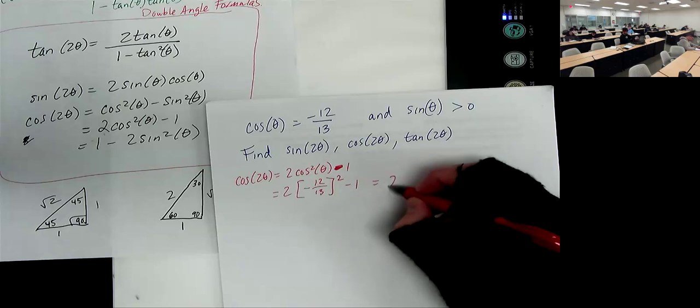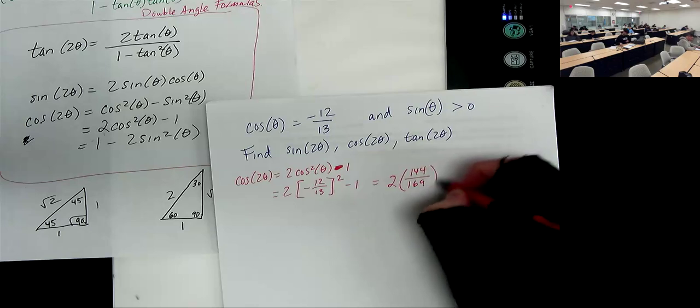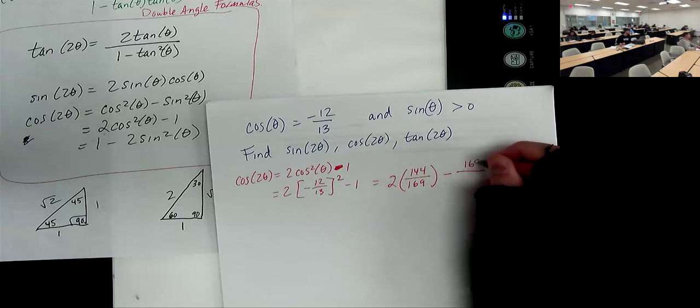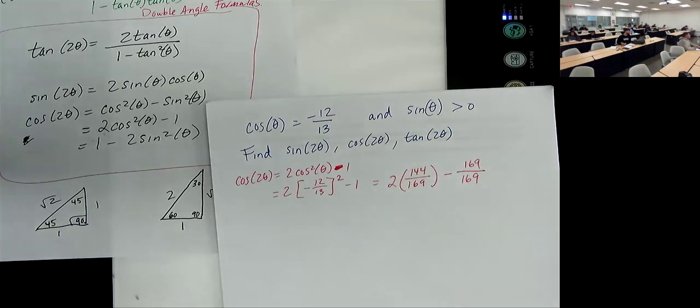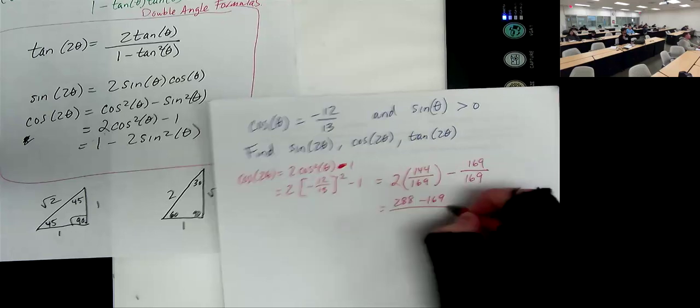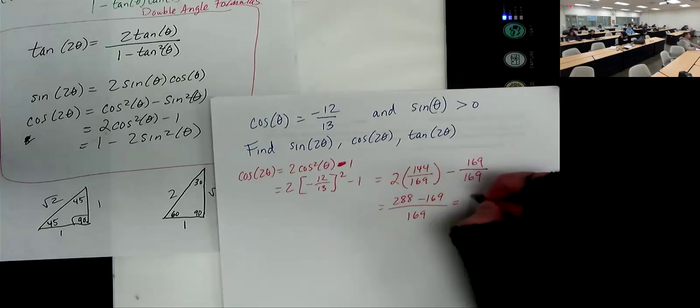See, that is 2 times 144/169. Looks like we're gonna have a denominator of 169, so I'm gonna turn the 1 into a 169/169. That's 288 minus 169/169, which is 119/169.